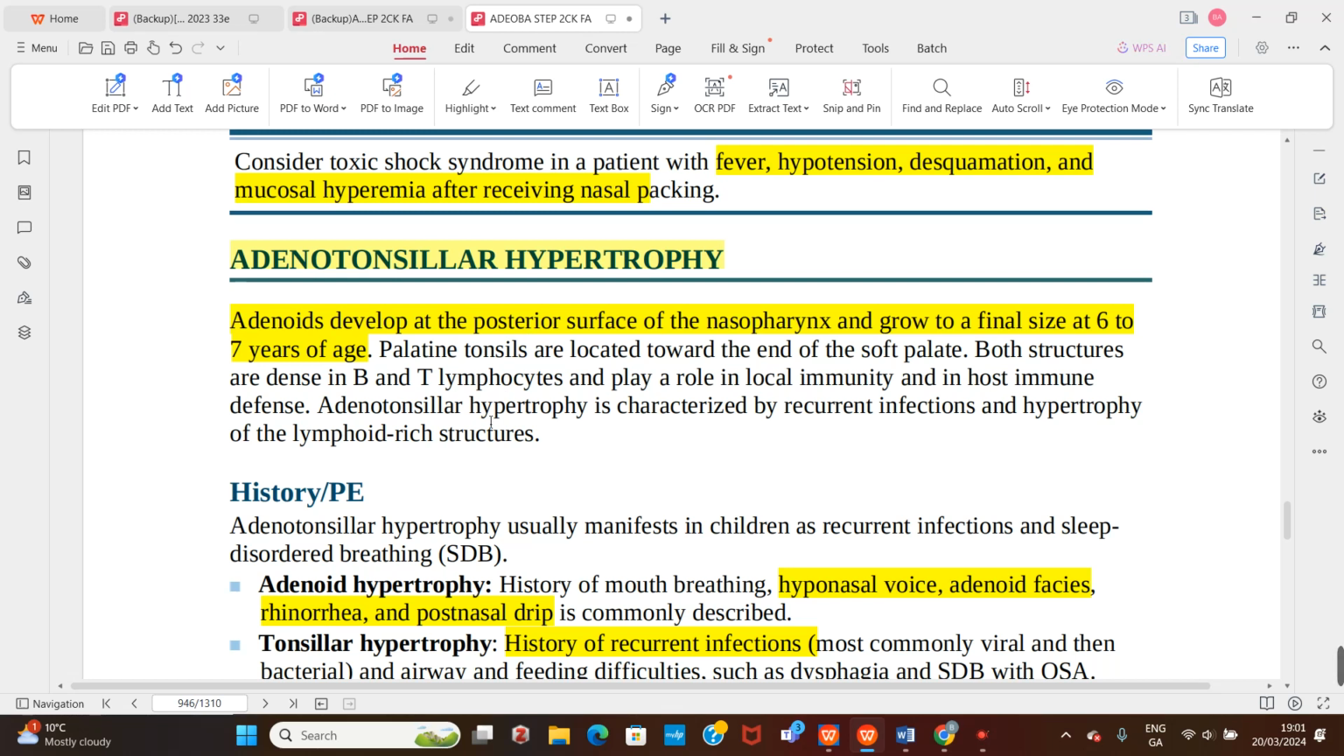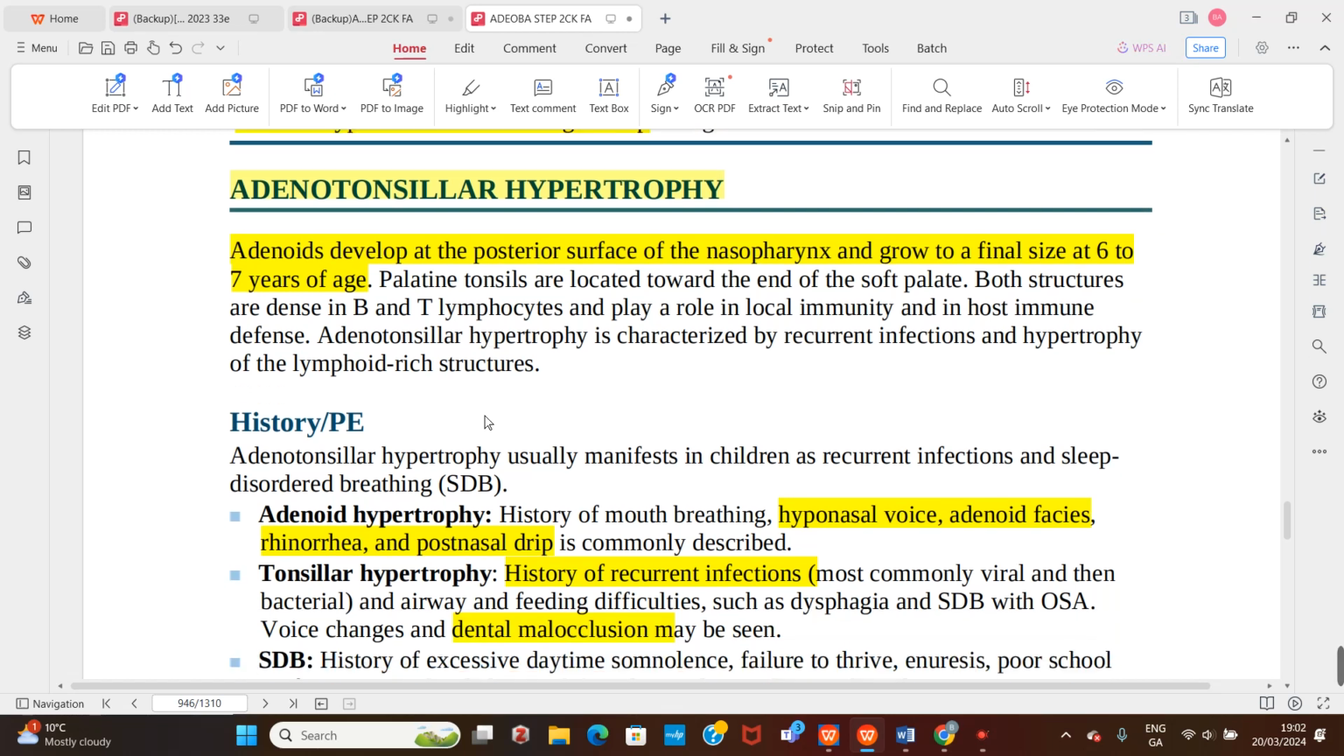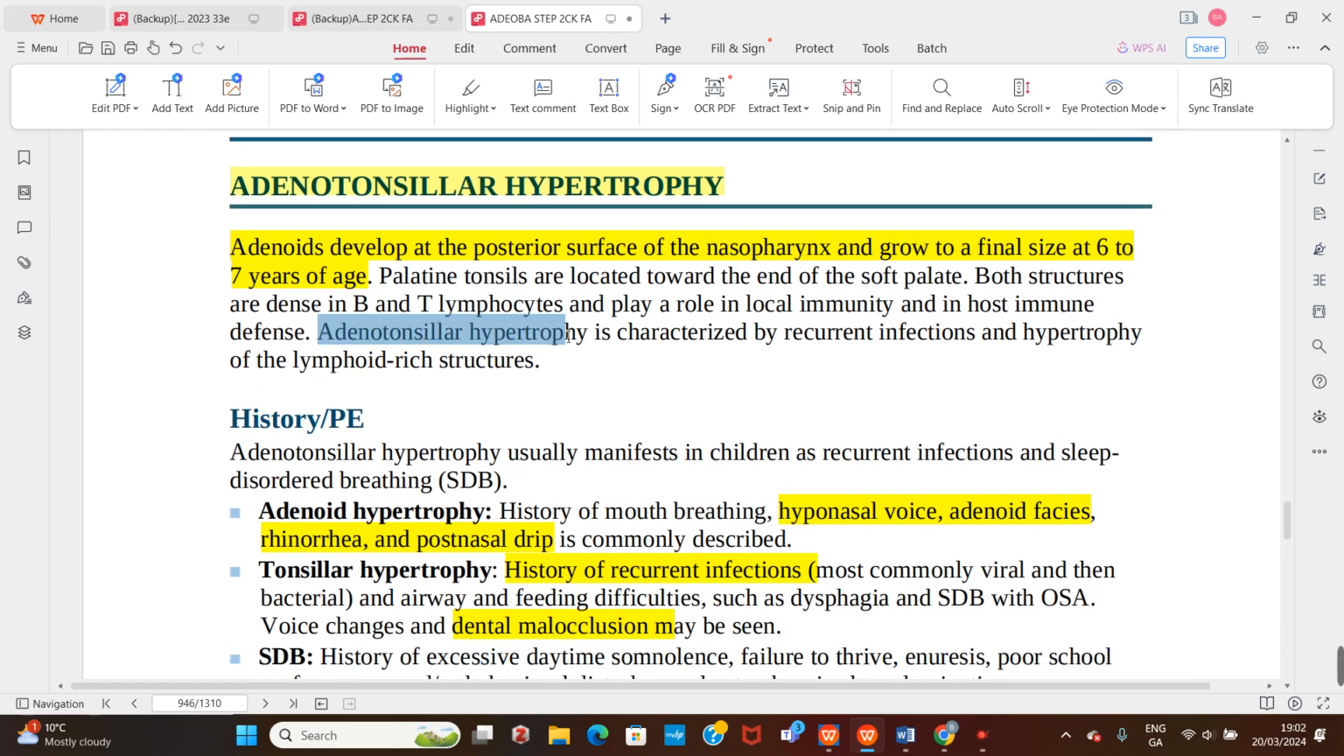They are also known as the nasopharyngeal tonsils, and they reach their final size by the age of 6 to 7 years. Both the adenoids and the palatine tonsils are located at the back of the soft palate, and they contain white blood cells, the B and T lymphocytes that play a role in immunity. People with adenotonsillar hypertrophy are noticed to have recurrent infection of the lymphoid structures.